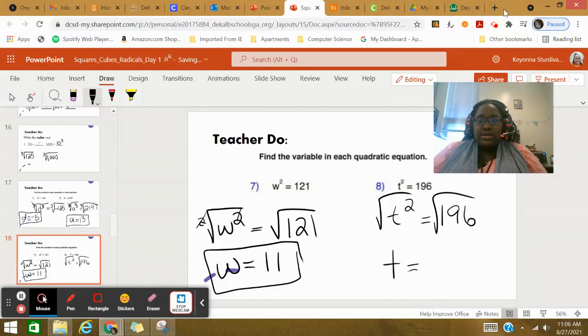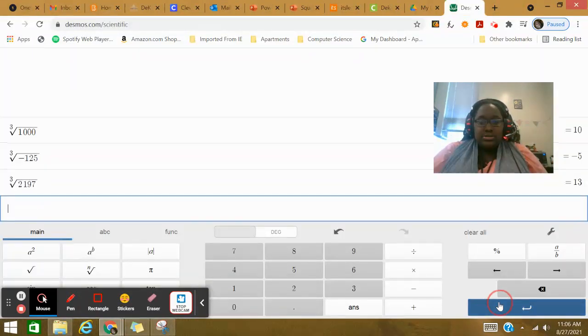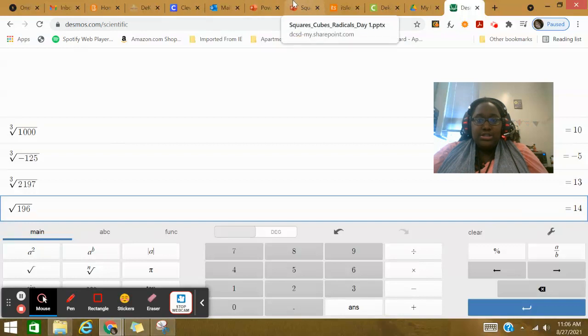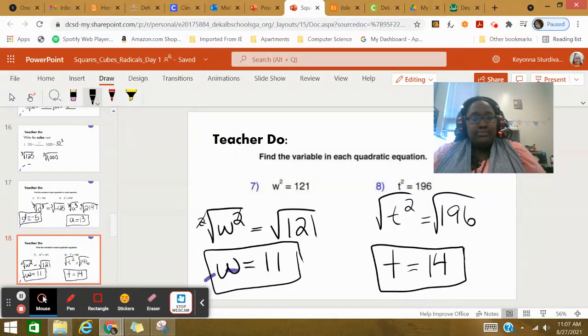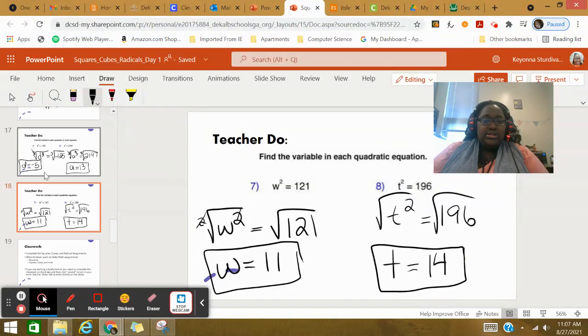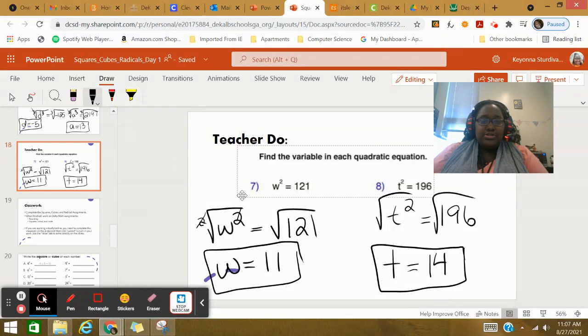And since I don't know that one off the top of my head, I'm going to go ahead and go to Desmos. Hit the blue button to get a new line. I'm going to take the square, and it's 196. So we need to take the square root of 196, and it's going to give me t is equal to 14. And again, for the rest of the assignment, guys, you're going to do this exact same thing to simplify each of these. So it's just one-step equations, but remember to undo a square, you take the square root, and to undo a cube, you take the cube root.